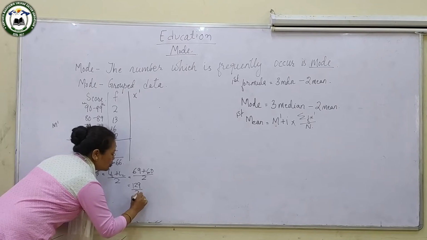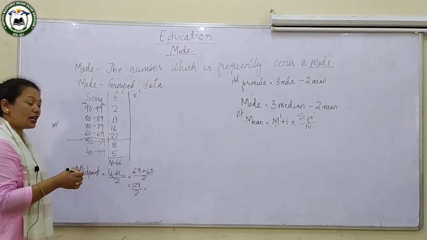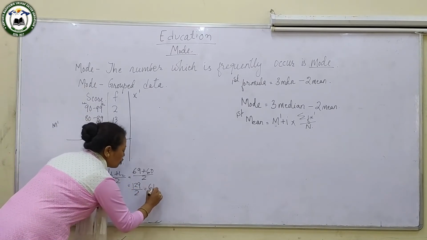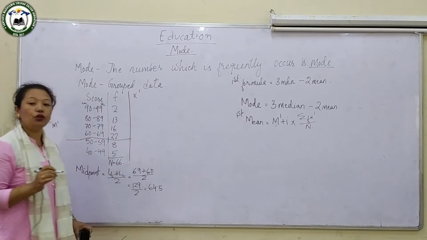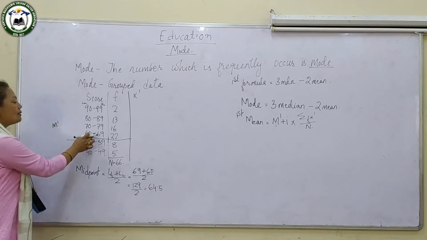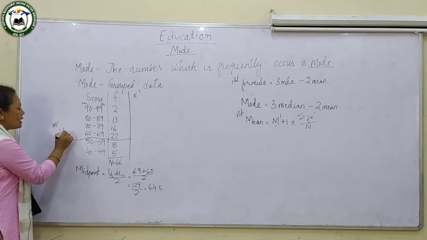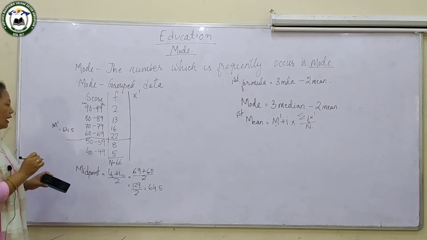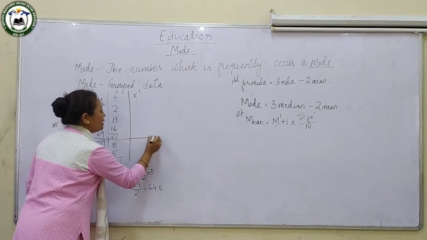129 divided by 2. So, divide 129 by 2. 2 6s are 12, 2 4s are 8, 2 5s are 10. So, this is the midpoint of this modal class. So, your m dash will be 64.5.